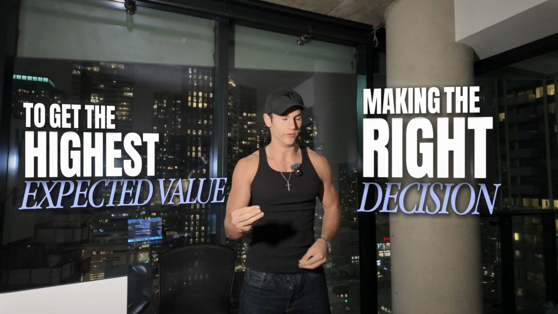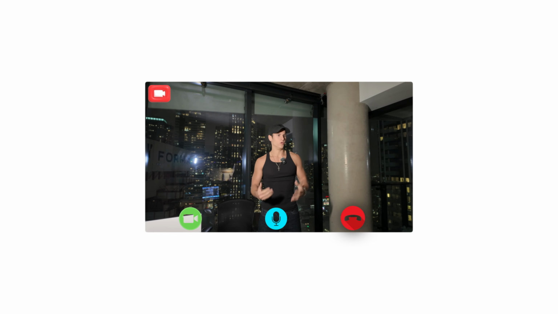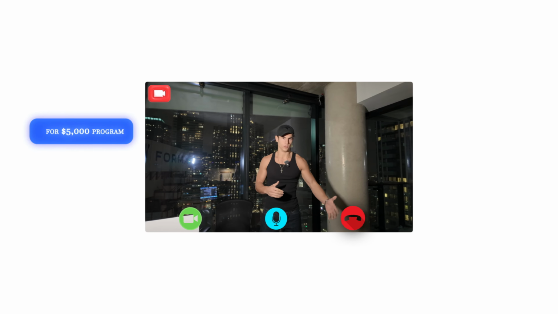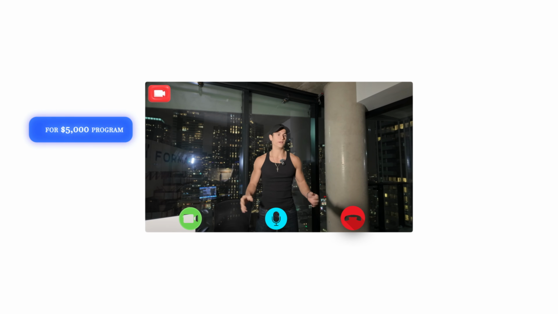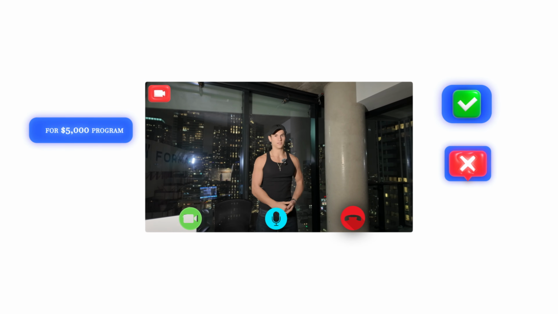business. And game theory from the level of making the right decision to get the highest expected value. I'm gonna give you a quick example here of how this can even apply to business, because a lot of people don't even understand that it can. Let's say you're on a sales call with somebody, and in this scenario, you are trying to sell them on your $5,000 program. Okay, so in this game situation, it is a win or it is a lose, meaning you collect the 5,000 or you don't.